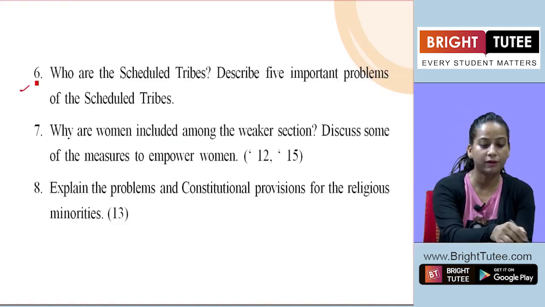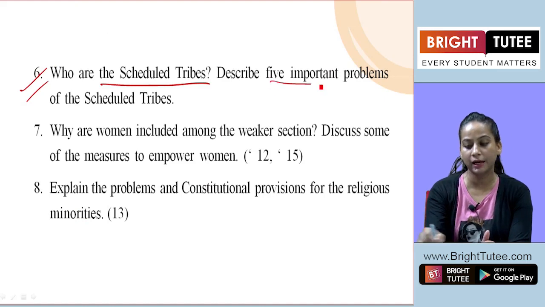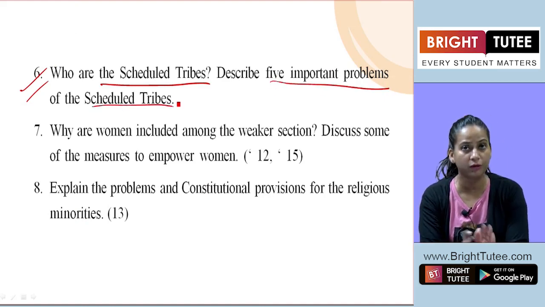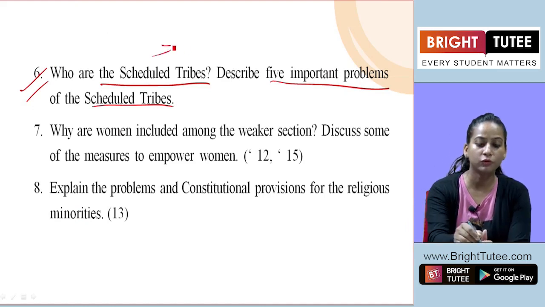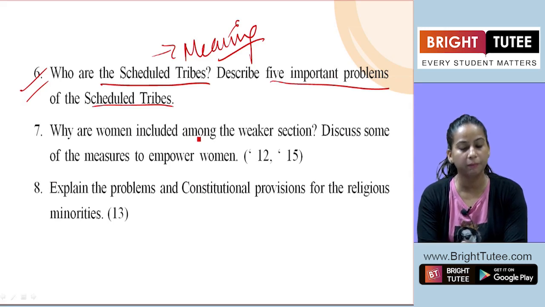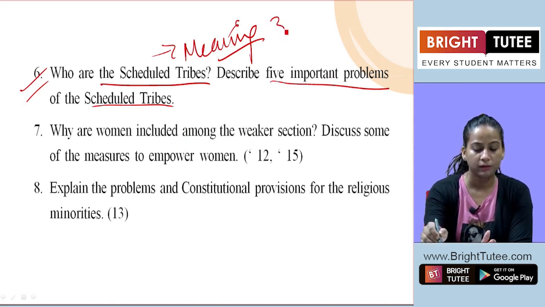Then next they have asked, who are scheduled tribes? Describe 5 important problems of the scheduled tribes. Scheduled tribes, firstly you have to define, although we have already discussed that. So you will mention how they are scheduled or listed by the presidential orders issued under the provision of article 341 and 342.